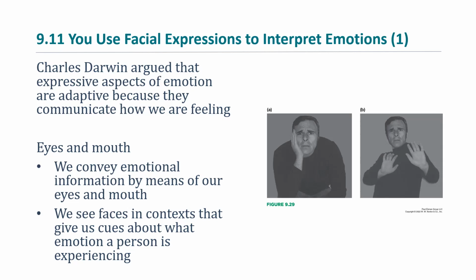Emotions also help to promote social relationships with others. Charles Darwin has argued that expressive aspects of emotion are adaptive because they communicate how we are feeling. And they would have been especially important, the display of emotions, before humans developed language, because there was a time in early human history where we did not have language as we have it today.